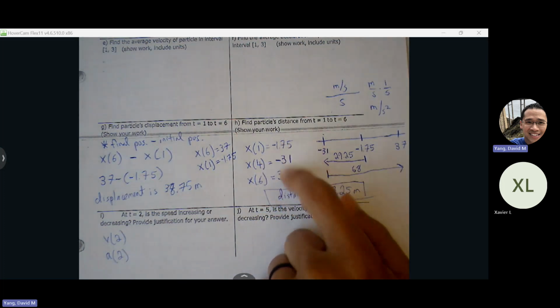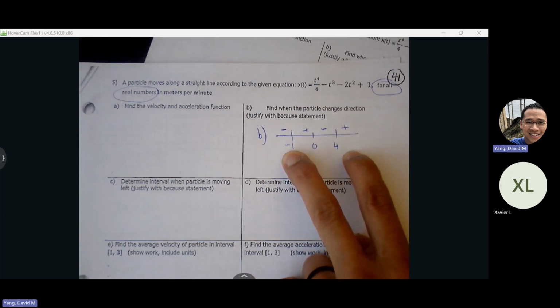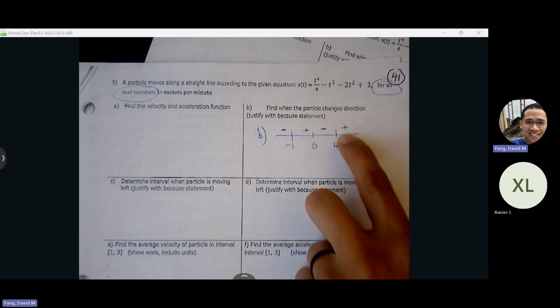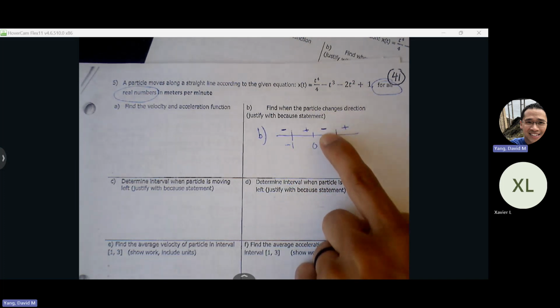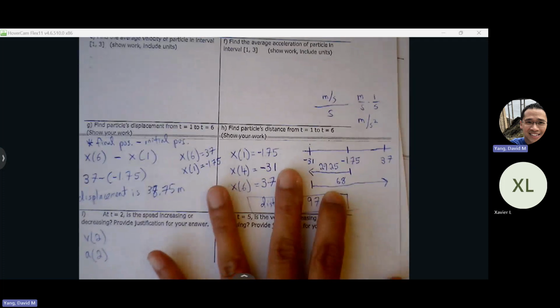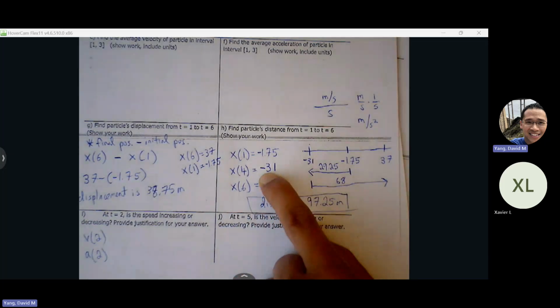To figure out if there's a change in direction, we have to go to our velocity sign line. We did that for part B, looking to see where the velocity is 0. There happens to be a change in direction at 4 minutes because there's a minus followed by a plus. So we also need to find the location of the particle at 4 minutes. Plug that in the calculator, we get negative 31.